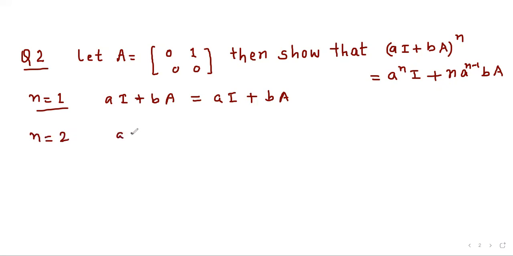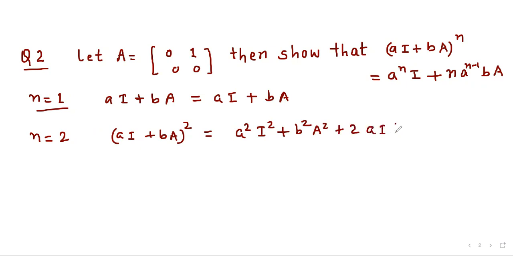So here (ai plus ba) power 2 equal to a square i square plus b square a square plus twice of ai ba. So this will be equal to a square i plus b square a square plus 2ab. This is LHS. Now consider RHS.